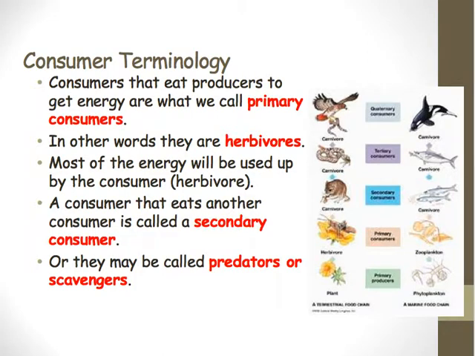Okay, so let's do some vocab here. So consumers that eat producers to get energy are primary consumers, and this will be more easily understood when we go to a pyramid form, but they're herbivores. So herbivores are going to eat producers, and they are going to be called primary consumers. Most of the energy will be used up by the consumer. A consumer that eats another consumer is called a secondary consumer. They may be called predators or scavengers, but they are going to be carnivores or omnivores.